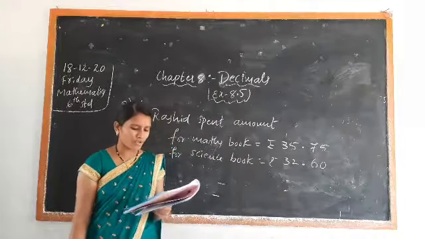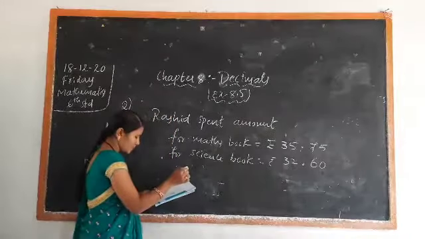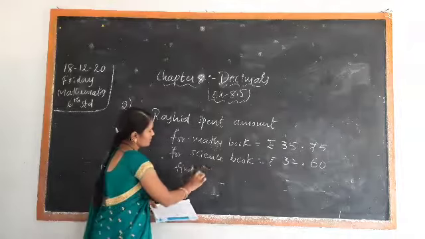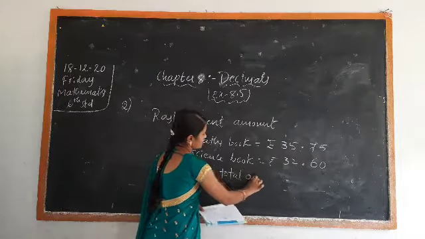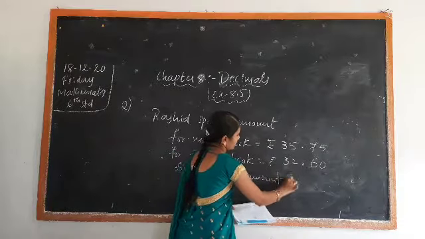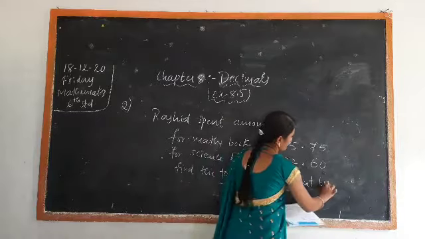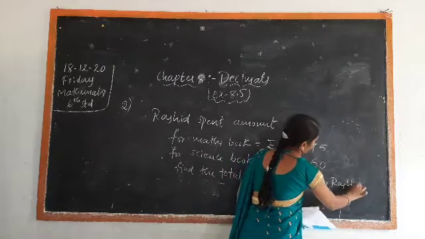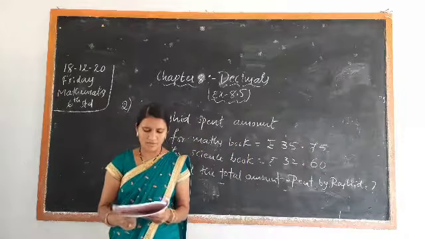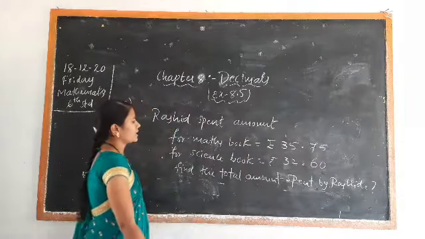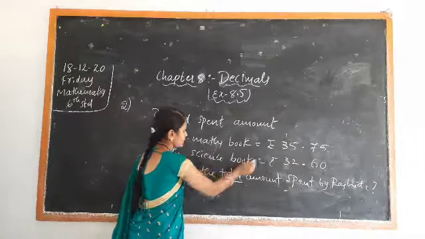Find the total amount spent by Rashid. Here write the question mark. Total. Find the total amount spent by Rashid, question mark. Otherwise, find the total marks. Like that you have to write, and write the question mark. Next, what do you need here? Total. You know already, total means take the amounts given here and add.